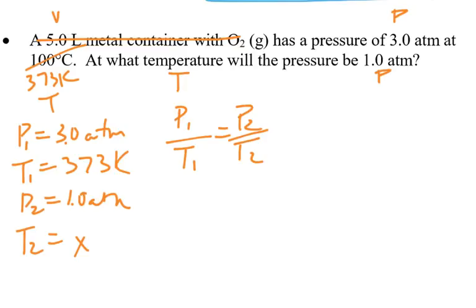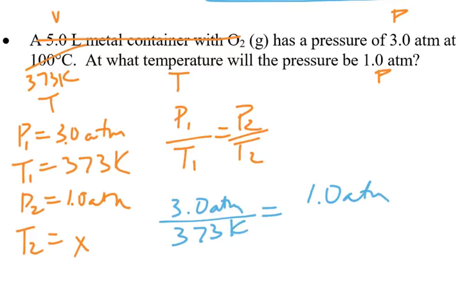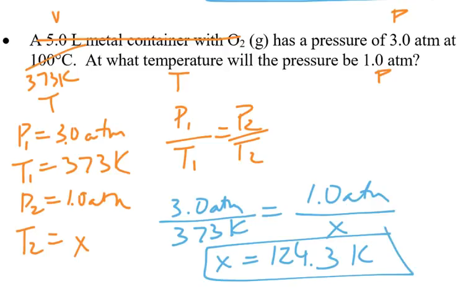Okay, let's substitute in. So it's 3 atmospheres over 373 Kelvin is equal to 1 atmosphere over X. Now, sometimes when X is on the bottom here in a problem, people have problems solving that, but just be careful. And I get an answer here of 124.3 Kelvin, and I would just leave my answer in Kelvin.